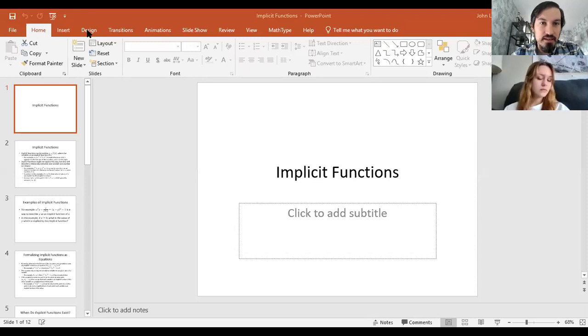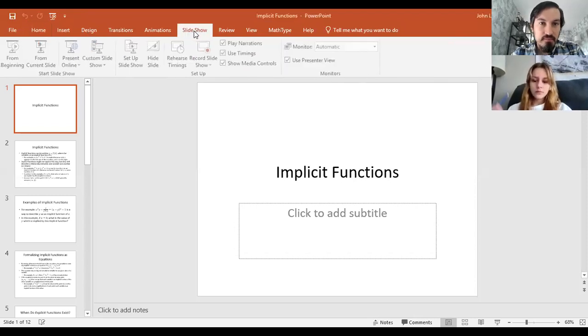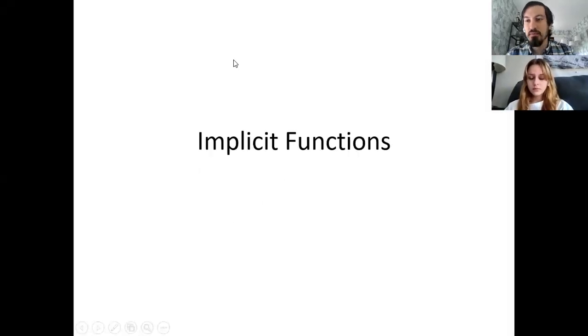Okay, so this lecture, I just pressed the record button. This lecture will be about implicit functions, what they are, and how you can do stuff with them using math. But first, let's talk about what is an implicit function. So here are my slides on that, which are available on Blackboard, of course.